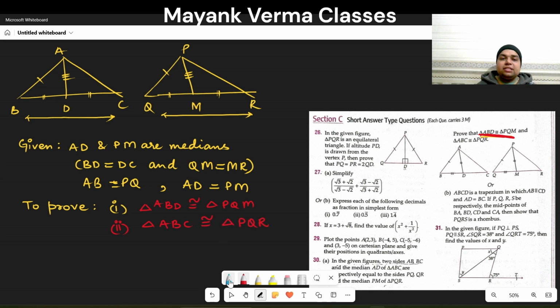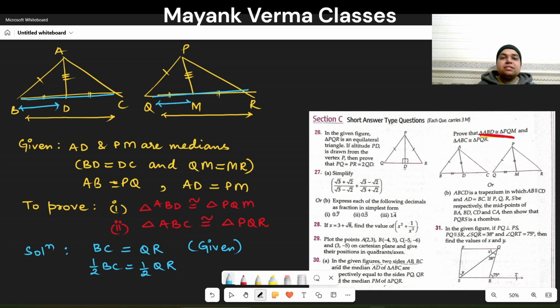Okay, so let's see the solution of it. We know that this BC is equals to QR, right? This side is equals to this side, which is given to us. So half of BC is also equals to half of QR. So I can say half is what? It will be BD. So this is equals to QM. So BD is equals to QM. So equation 1, I can prove this.